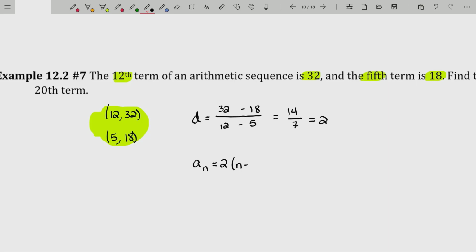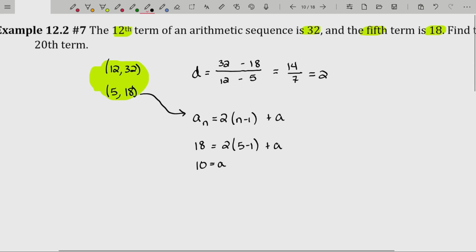Which tells me that my arithmetic sequence looks like this: 2 times n minus 1 plus some initial value of a. Gosh, I wish I had enough information to find that value of a. Lo and behold, I do. I could choose either of these points to plug in. So I know, for example, when n is 5, my output should be 18. And then I'll have my formula for my arithmetic sequence. 2 times 5 minus 1 is 8.